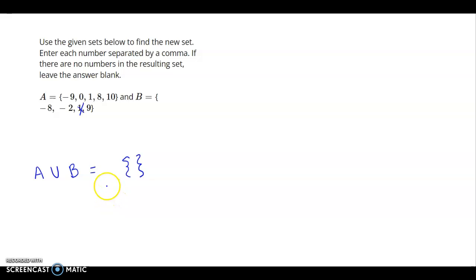I want to write them from least to greatest. So let's start with -9. I'm going to cross that out so I know that's gone. We'll do -8 next, -2, 0, 1, 8, 9, and 10. So let's make sure we got them. 1, 8, 9, 10. So those are all the numbers in the set. Okay, so that's A or B.